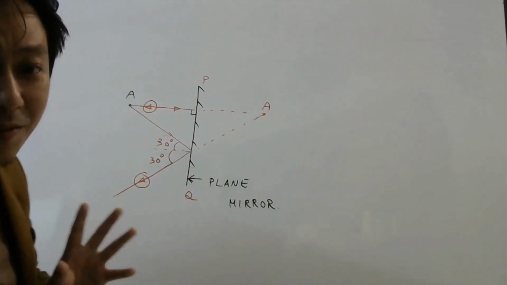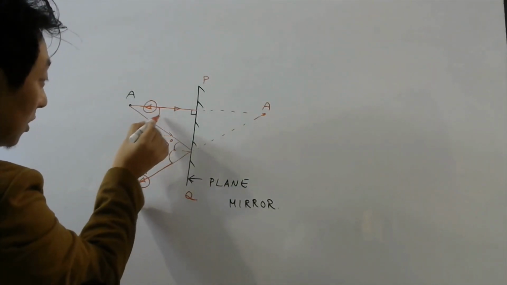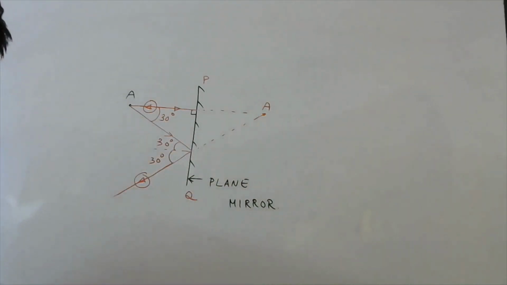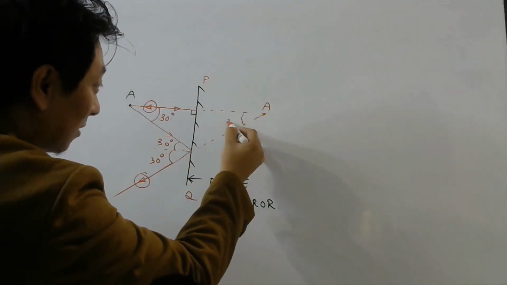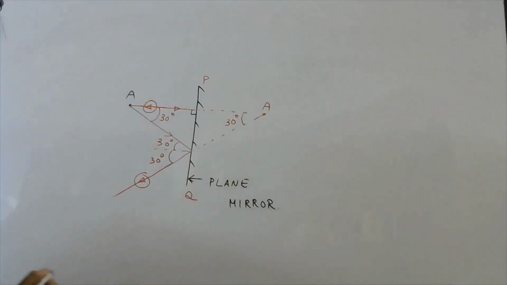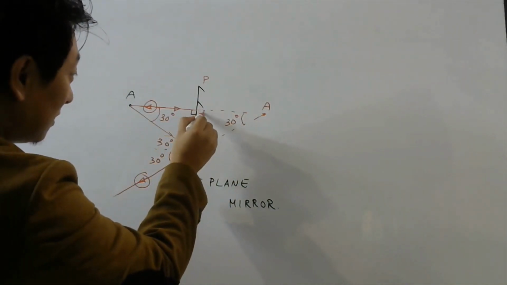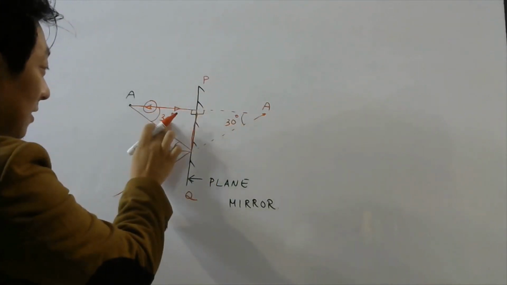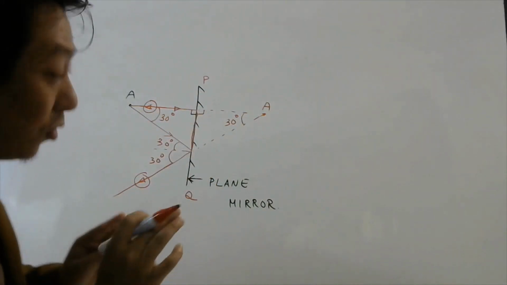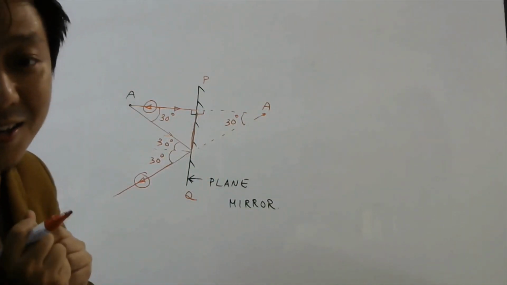Now look at something very interesting. If this is 30 degrees, then this is also 30 degrees from alternate angles. And if this is 30 degrees, this is also 30 degrees from corresponding angles. So if this angle and this angle are the same, this is 90, this is also 90, and this side is common for both the triangles, therefore this triangle and this triangle are congruent triangles.